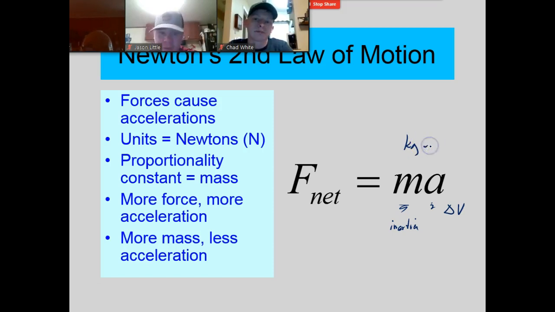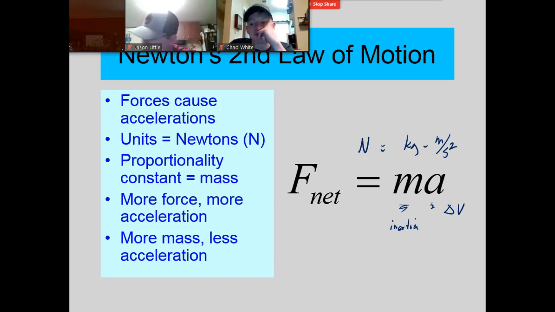Acceleration, you remember what that unit was? It's meters per second squared. Change of velocity per change of time. Velocity is meters per second, so acceleration is meters per second squared. So a kilogram meter per second squared is called a Newton. Guess what? Named after Sir Isaac. That's named a Newton.